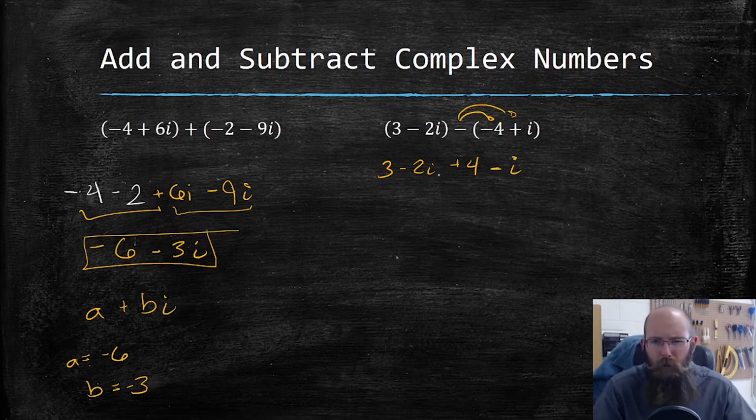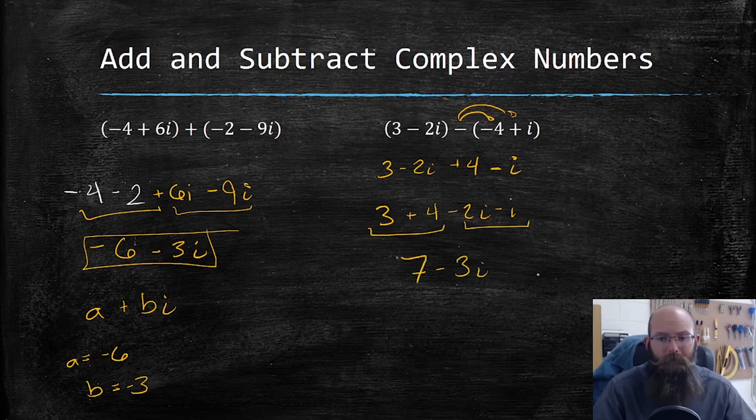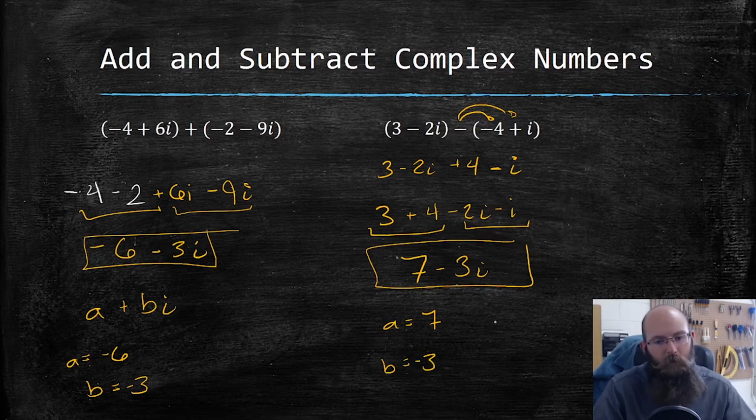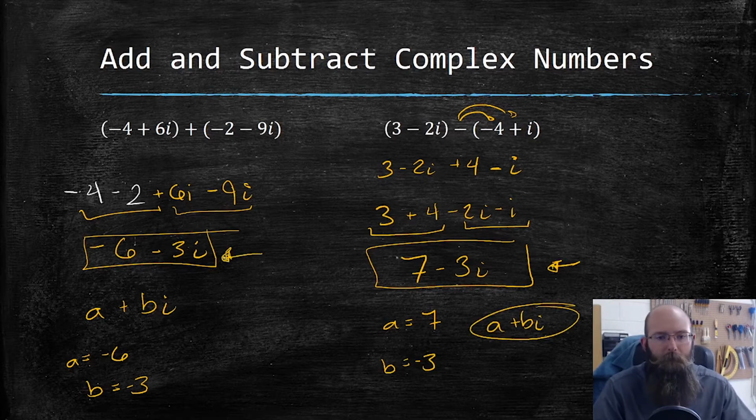Now I just need to commute some stuff around so I get like terms. Now that I've commuted them around, I'll just add up these like terms. 3 and 4, and -2, and -1. And look at that. Nice and pretty, and it is done. And in this case, our a value is 7, and our b value is a -3. Both of those are real numbers, so we are all fine and good and still in the correct format of a plus bi. Cool. This right here, my answer.